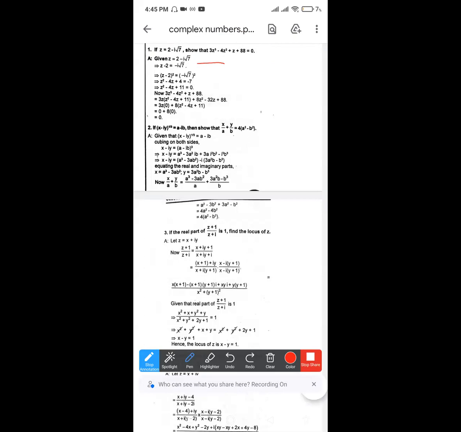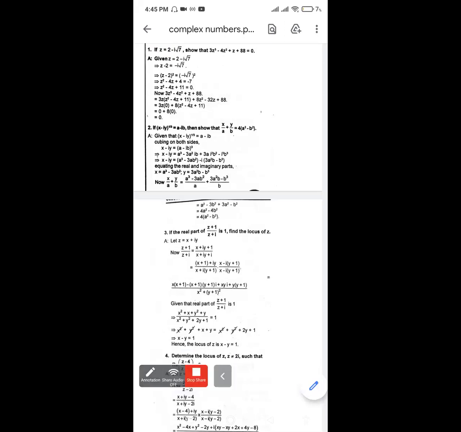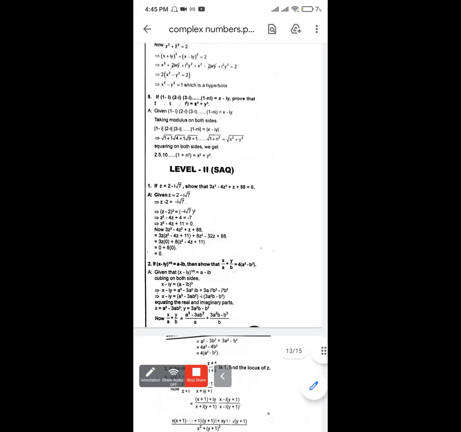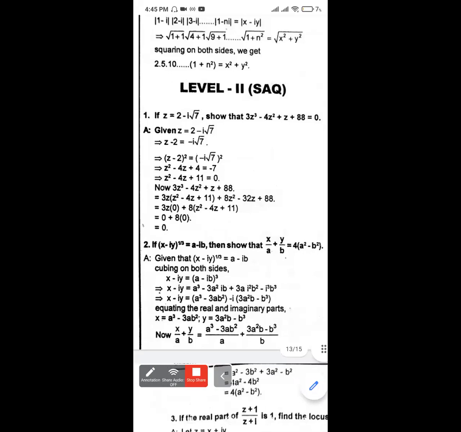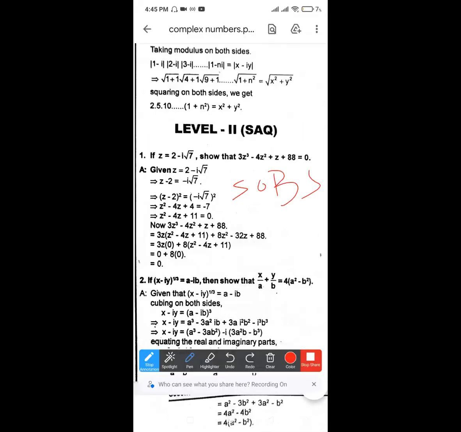So first step, we take this 2 to the left hand side. After taking this 2 to the left hand side, we are squaring on both sides. a minus b whole square is equal to a square minus 2ab plus b square.